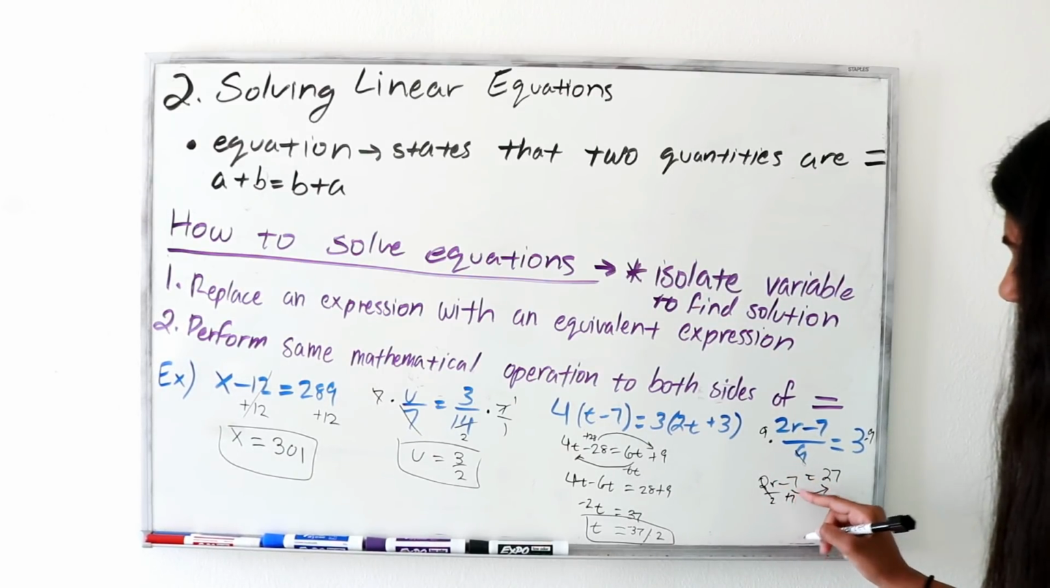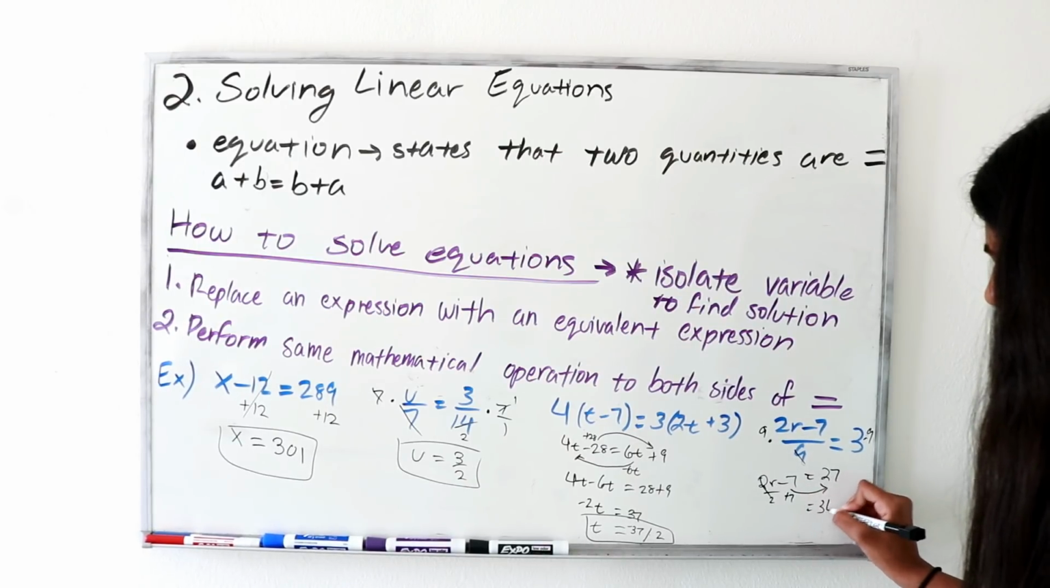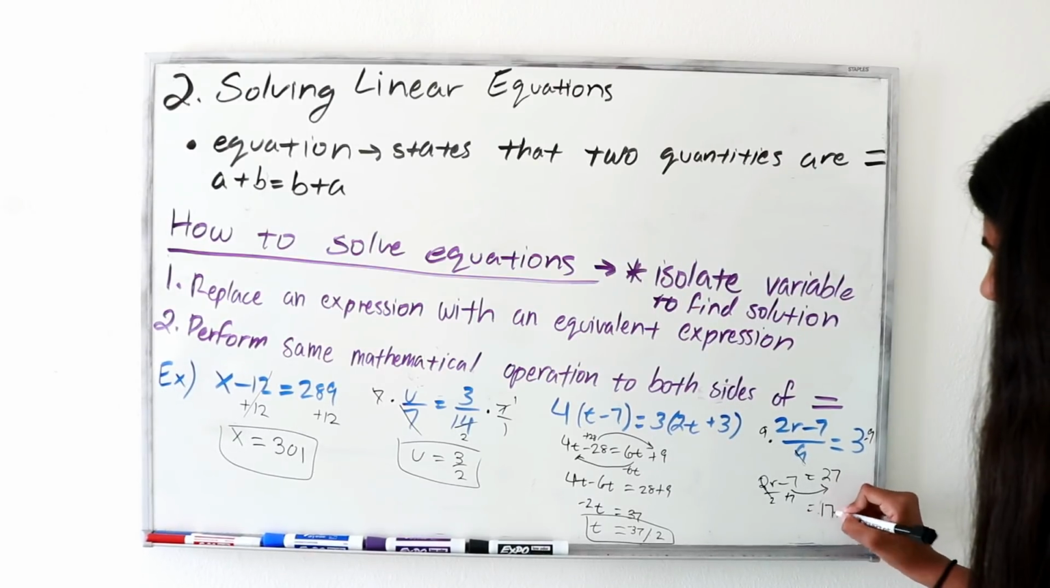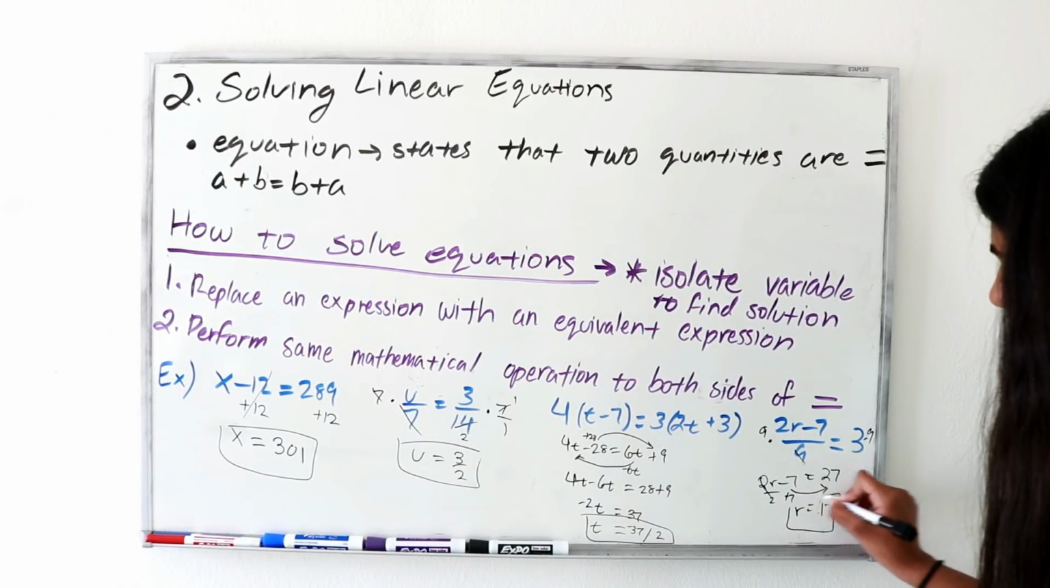So I'm going to add 7 to this side and add 7 to this side. What do I get? 34. And then I want to divide by 2, so I can divide the 34 by 2 to get 17. I know that r equals 17.